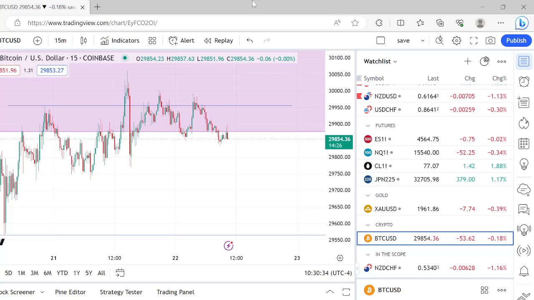Okay, in this video, we're going to be talking about the ICT optimal trade entry. What is it? How do we use it? So that's what we're going to be doing. So the ICT optimal trade entry is, in simplest form, the 62% retracement on the Fibonacci.